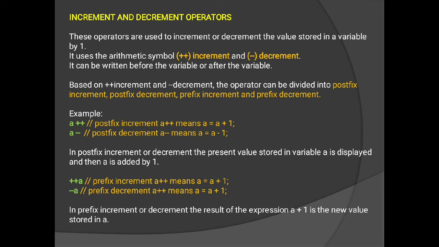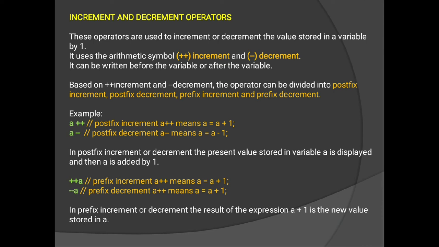All right, so this is how it works also in postfix decrement. In postfix decrement, the value 9 will be subtracted by 1, and 8 will be stored in the variable a. Okay, however, there is a difference between postfix and prefix. In postfix increment or postfix decrement, the present value that is stored in the variable a will be displayed, or will be the accepted value, and then only a will be added by 1.